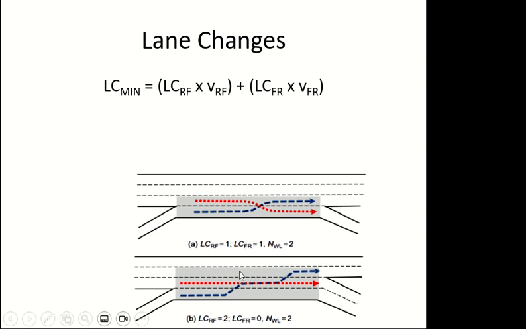Okay, the third one. This one is also in my weaving lanes, because I can go to the ramp with 1 lane change. So basically this one is a weaving lane and this one is also a weaving lane.